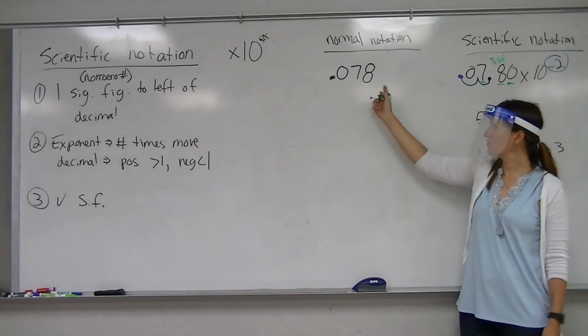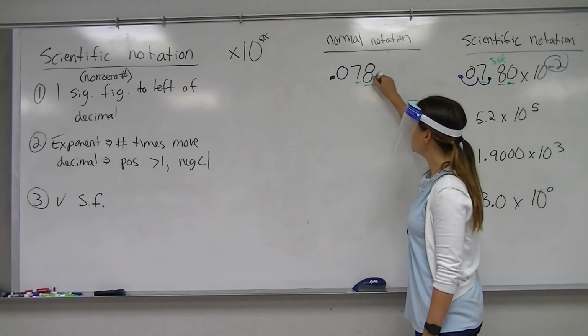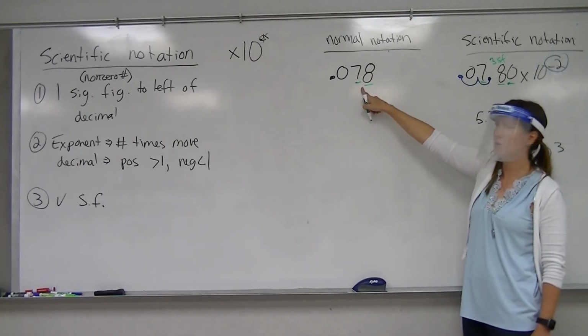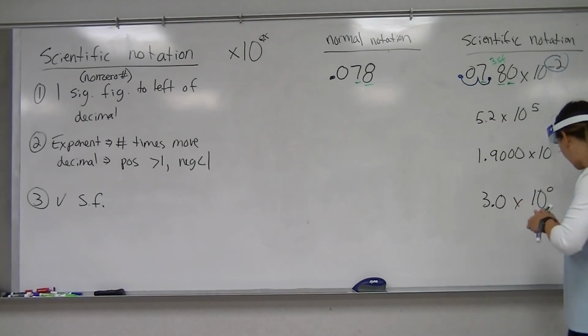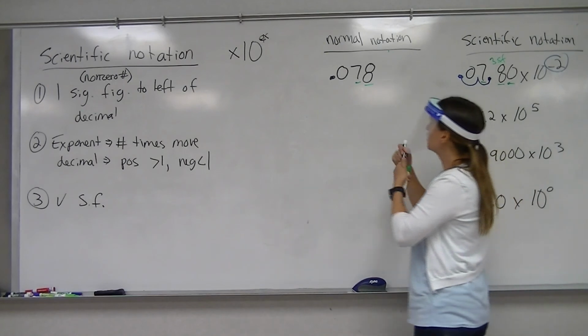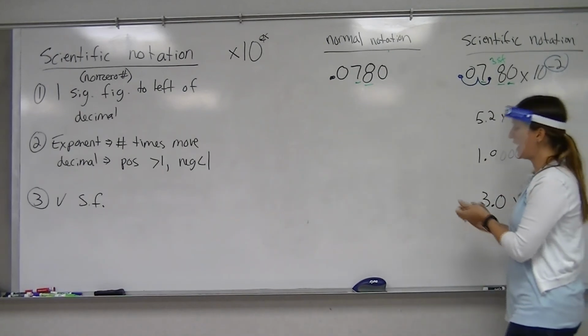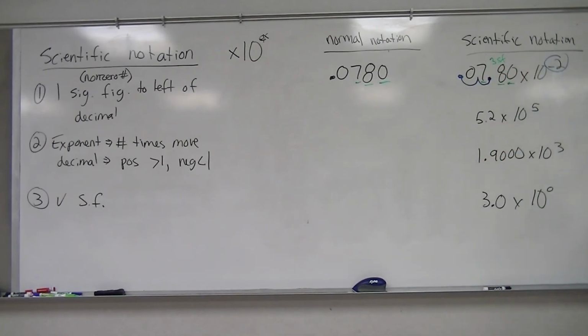How many significant figures do I have here? 2. I just have 2. This 0 doesn't count because I can't start counting until I get to my first non-zero number. So I need to add a 0, exactly. So it's good to always double check your sig figs. If I add a 0, now I have 3 significant figures just like I had here.